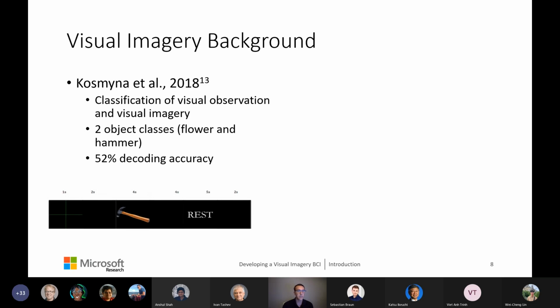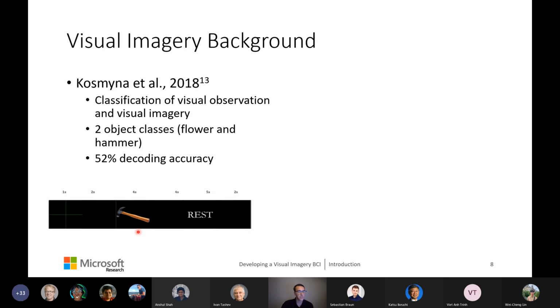In this experiment, she was trying to perform classification of visual observation and visual imagery periods between two object classes, either a flower or a hammer. So you can see her task stimulus down here. The participants would first be shown an image cue, say, in this case, the hammer.